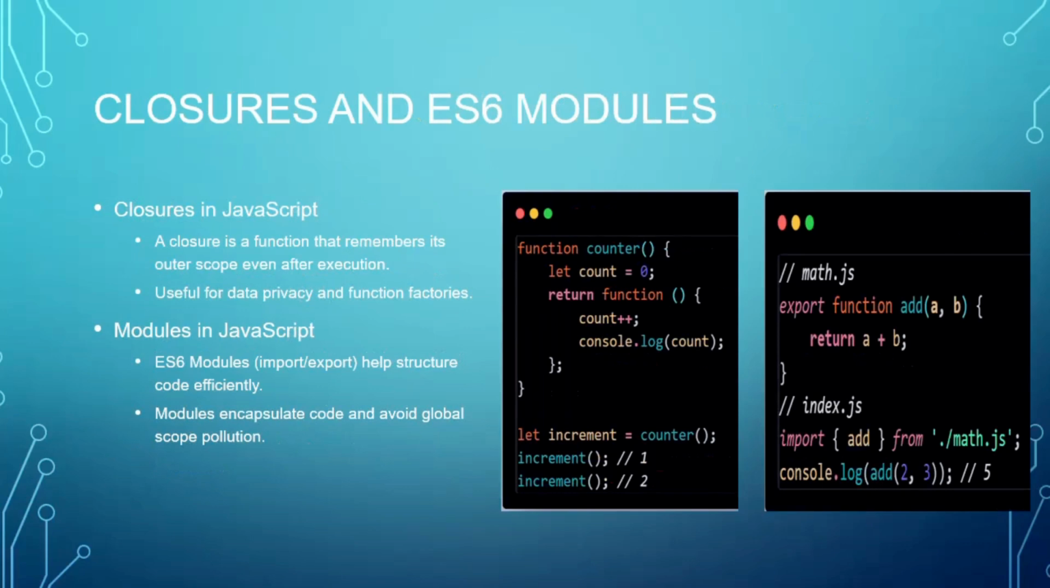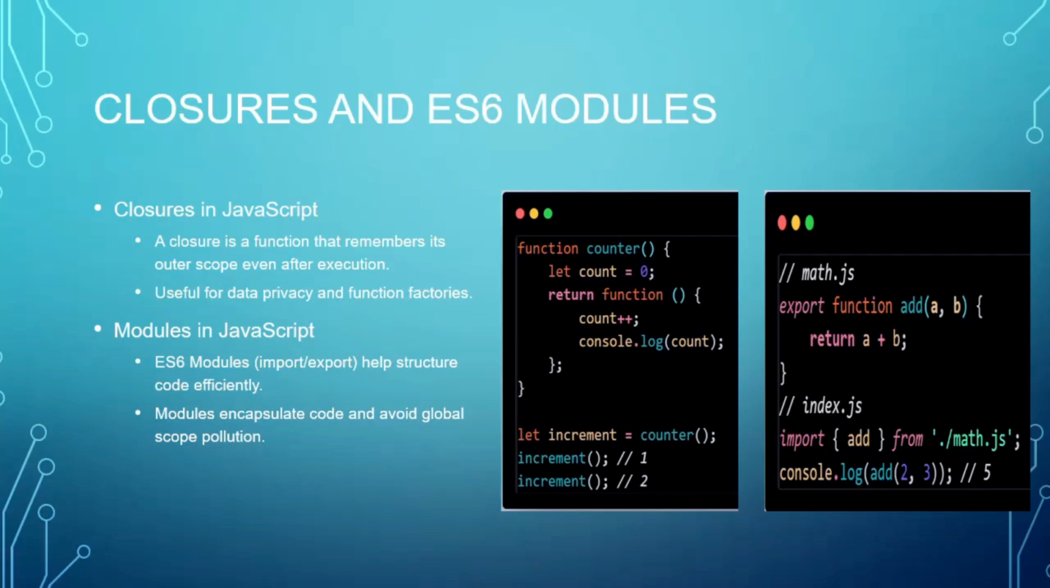Now let's talk about two important concepts in JavaScript: closures and modules. A closure is a function that remembers the variables from its outer scope, even after the outer function has finished execution. This makes closures useful for data privacy and function factories. For example, if we define a function inside another function and return it, the inner function will still have access to the outer function's variables. This is commonly used in JavaScript to create private variables.